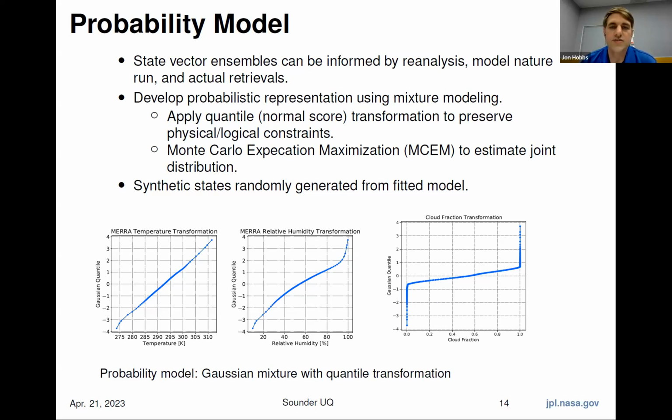And then to get a generic representation, we use a mixture model as a template to represent that probability distribution. Once we have that, we can generate synthetic states randomly from that model and then feed them through the simulation pipeline.